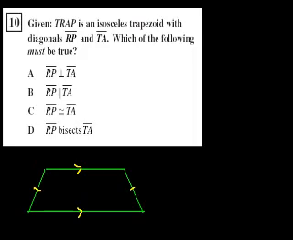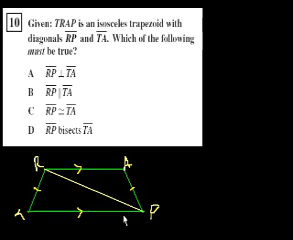So let me draw that. So let me actually write the whole trapezoid. So this is T, R, A, P is a trapezoid. And let me draw the diagonals. RP is that diagonal. And TA is this diagonal right here. Okay. All right, let's see what we can do.